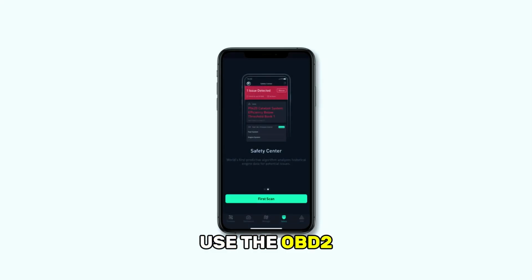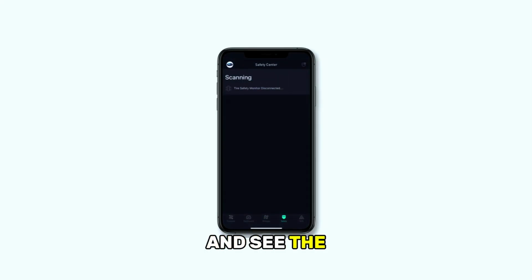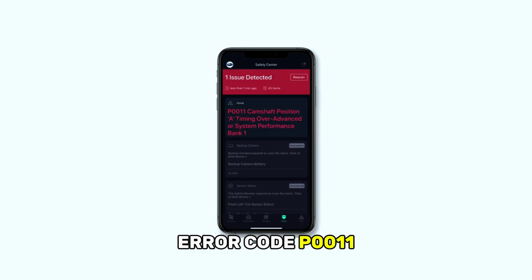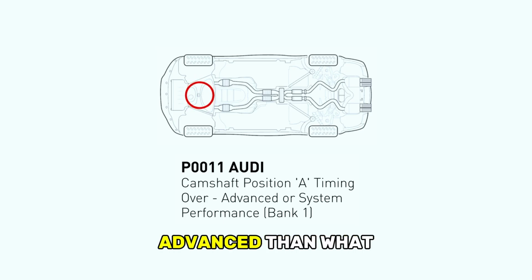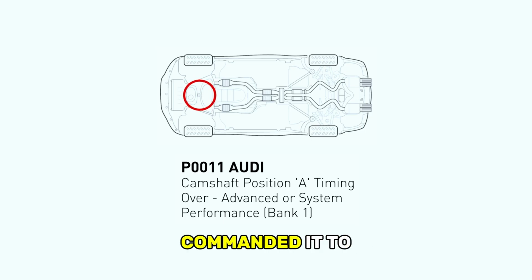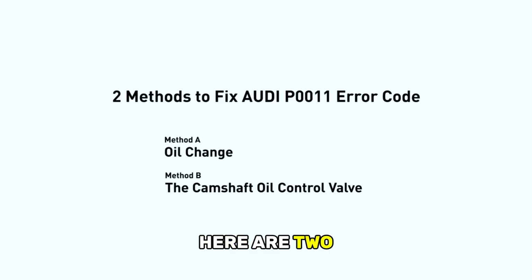Use the OBD2 scanner to scan your vehicle and see the error code P0011. It indicates the engine control module has determined that the Bank 1 intake camshaft is more advanced than what the engine control module has commanded it to be. Here are 2 of the most practical solutions to fix Audi's P0011 error code.